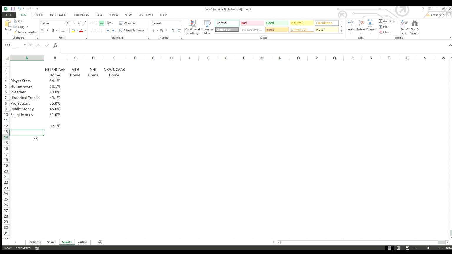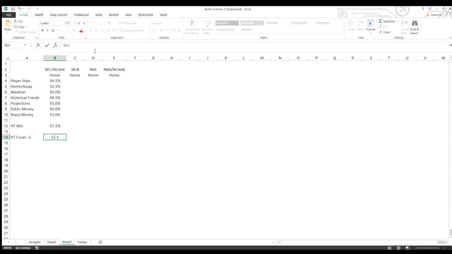From there, we can look at the spread and we can say, if the spread is 2 points, we can apply it to a normal distribution curve based on the scores of the game, and maybe that gives us a 52.1% chance that the home team covers the spread.